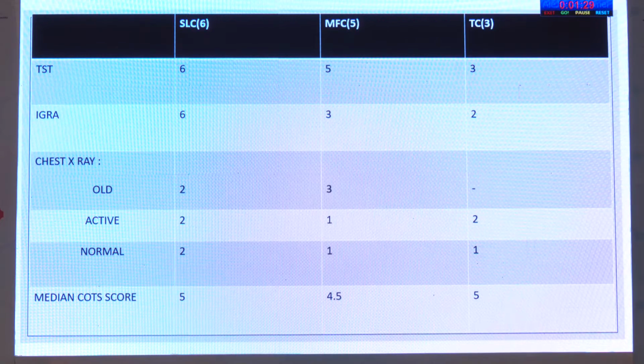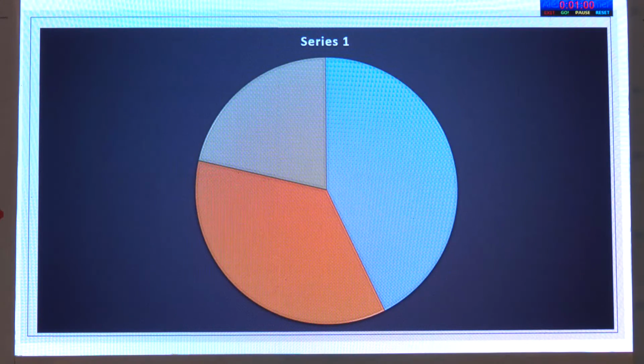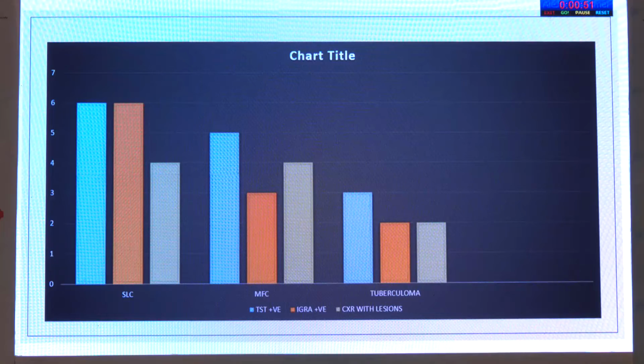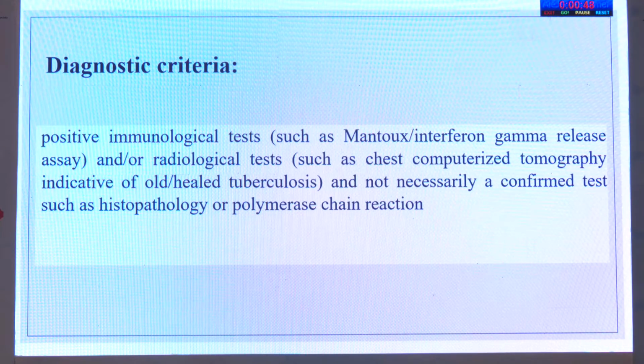In MFC, 5 patients were TST positive and 3 patients were IGRA positive. 3 had old lesions and 1 had active lesions on chest X-ray, 1 with normal chest X-ray, with a mean COTS score of 4.5. In tuberculoma patients, among 3, all 3 are TST positive, IGRA of 2 are positive, and chest X-ray active lesions are found in 2 patients and 1 patient has a normal chest X-ray, and the median score is 5. We are having mostly SLC diagnosed patients, after that MFC with 5 and tuberculoma with 3. And we have diagnosed this based on the COTS guidelines.